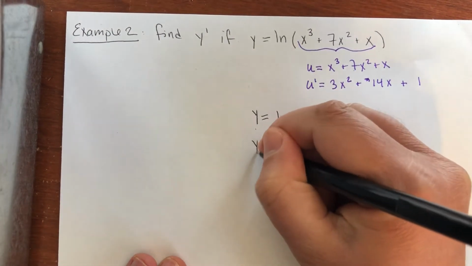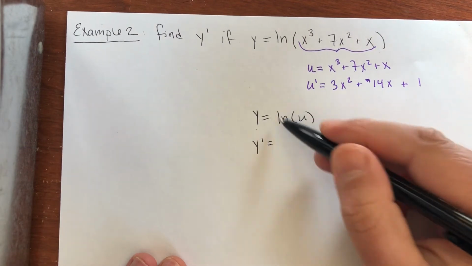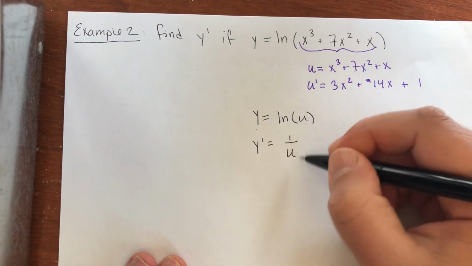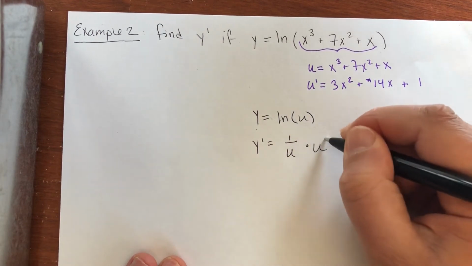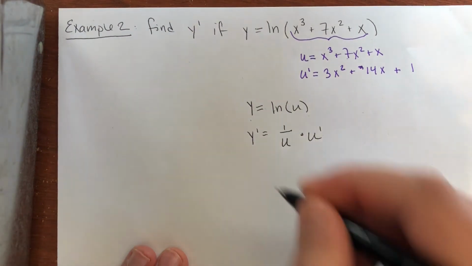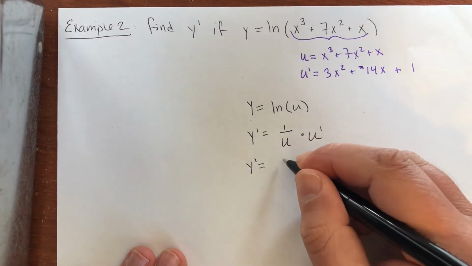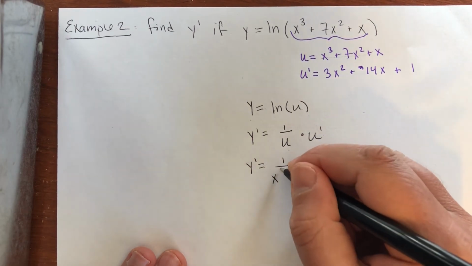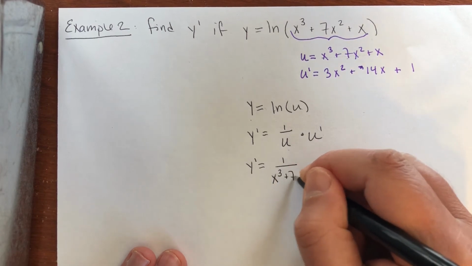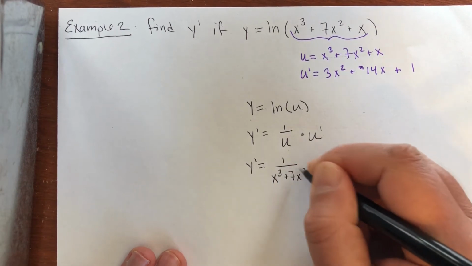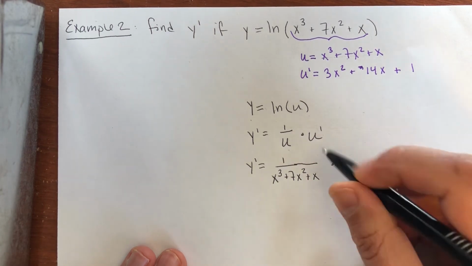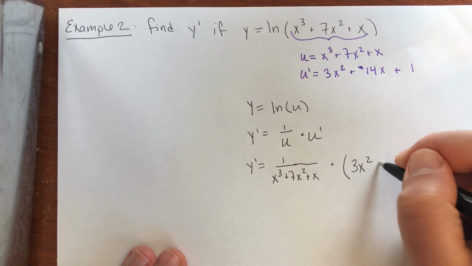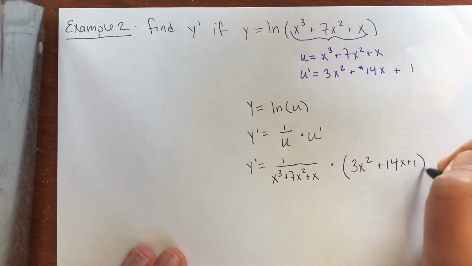And the chain rule tells me that the derivative of this is the derivative with respect to u. That's 1 over u. The derivative of ln of u would be 1 over u. And then we multiply that by u prime. Okay, so plugging everything back in, we get that the derivative is 1 over our original u function, that's the polynomial x cubed plus 7x squared plus x. And all of that is being multiplied by u prime. I'm going to put it in parentheses to make it clear that the whole thing is getting multiplied: 3x squared plus 14x plus 1.